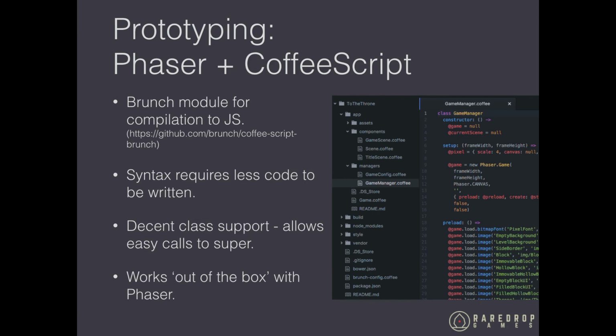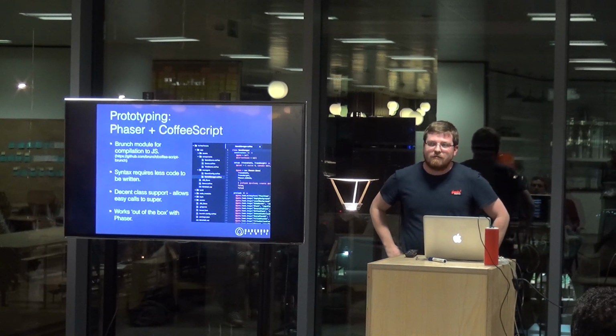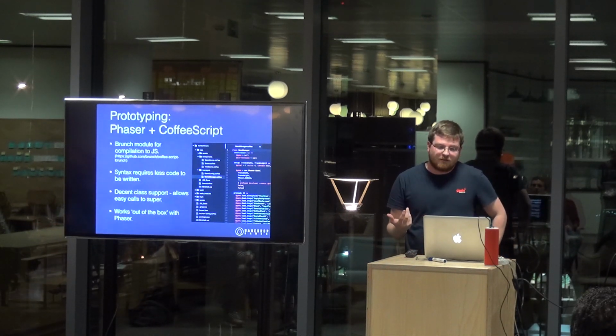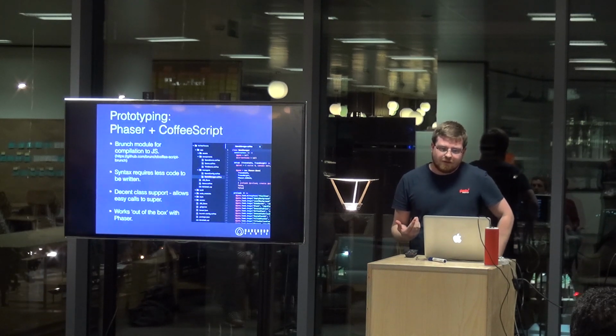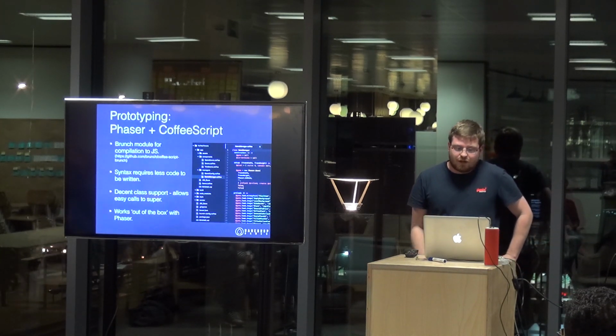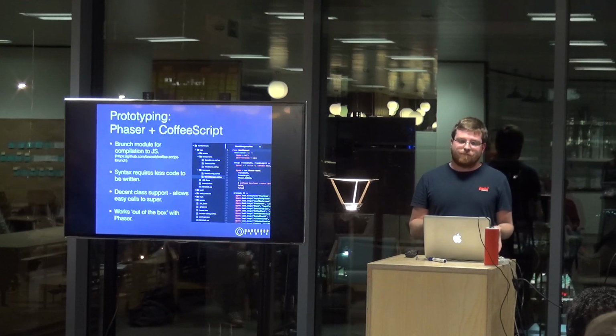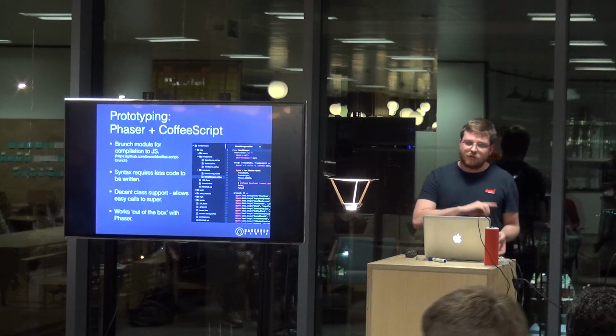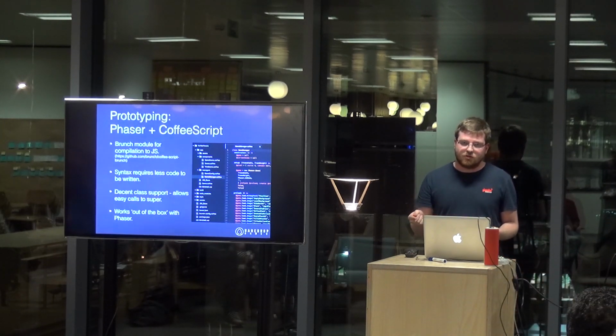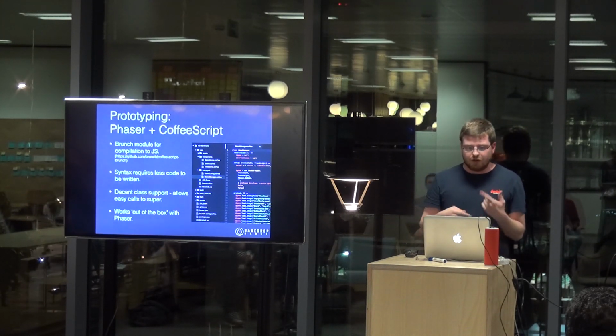And then I used probably a slightly unusual combination of Phaser and CoffeeScript. I don't know if other people are doing this, but I found CoffeeScript to be quite fast for prototyping because the syntax requires less code to be written, and it worked out of the box with Phaser as well. I found this pretty useful in combination with Brunch, where I had a module that was compiling the CoffeeScript to JavaScript. So I could make a change in code, and it would compile straight to JS. I could run it in the browser. So it let me work really, really quick.